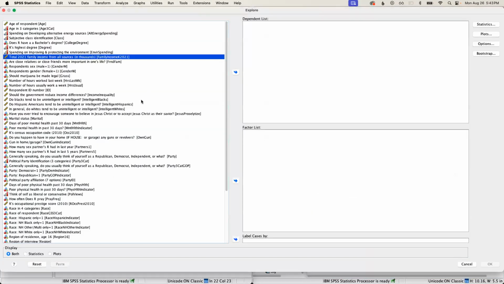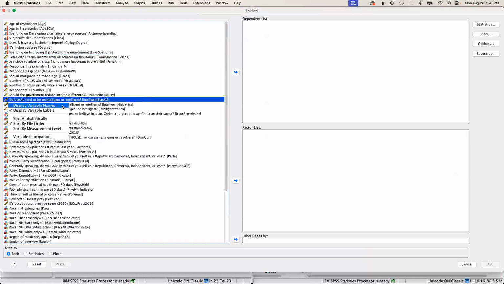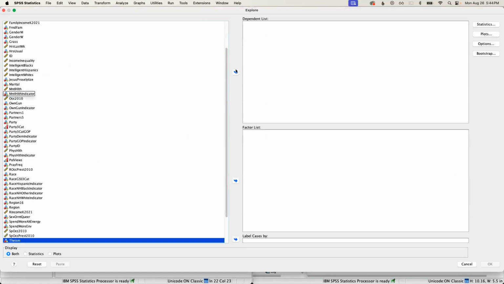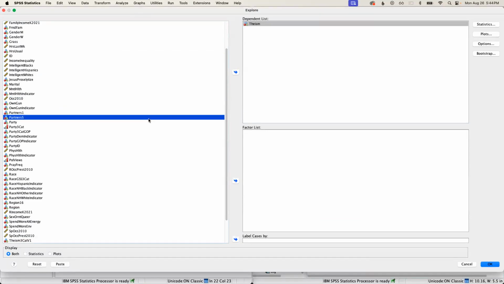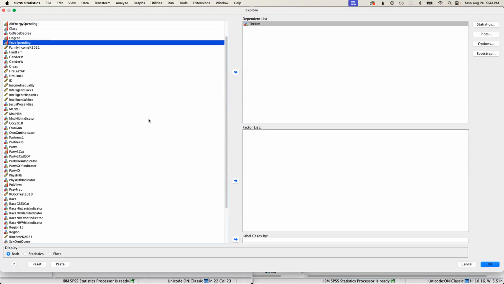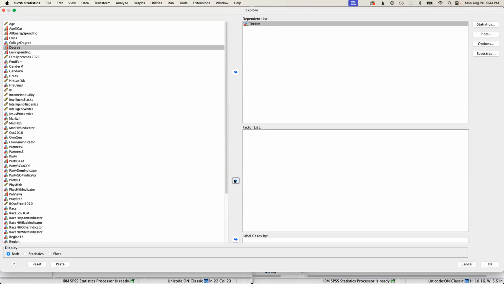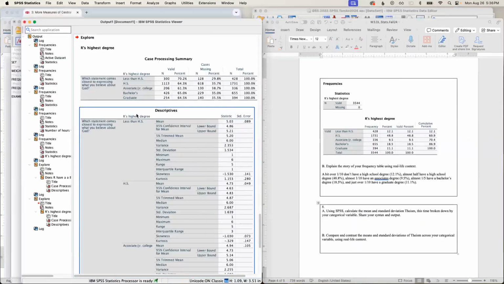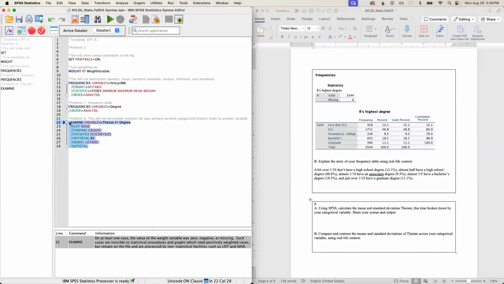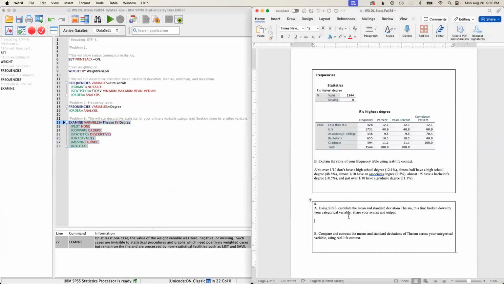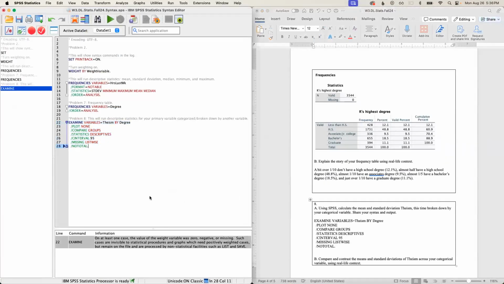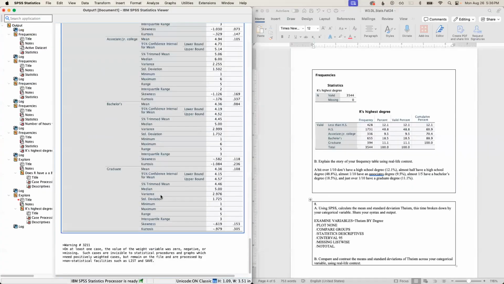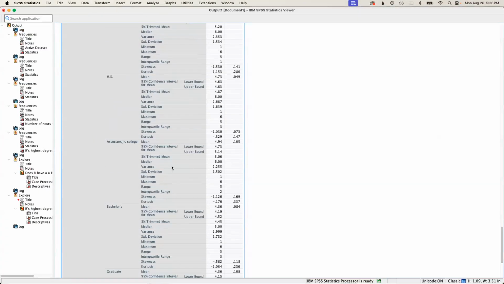And then finally for this one, examine is explore. I'm putting my primary variable where it says dependent list, and I'm putting the categorical variable that I'm breaking it up by into the factor list. So I'm putting in my syntax, and I'm putting in my output. Now this output's really big.